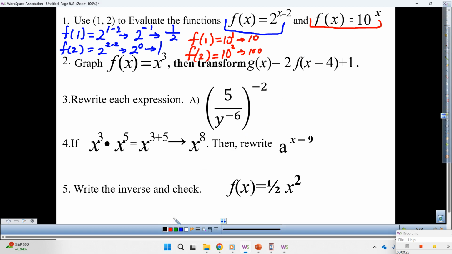All right? Number 2, graph f of x equals x cubed. So x cubed, like this, should be crossing through the point of origin at 0, 0. And then they're asking us to move this. But before we move it, 4 to the right and 1 up, what does this do? Explain it to your neighbor. What does that do to the original function? What does it do?